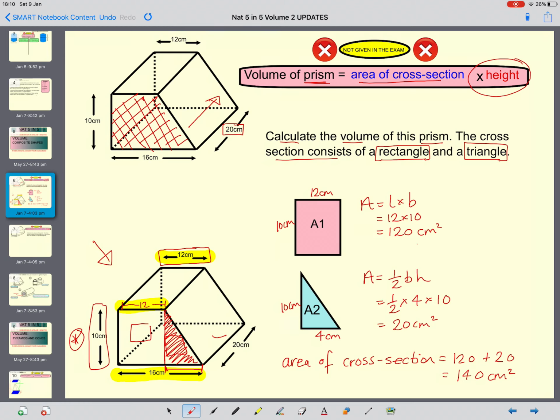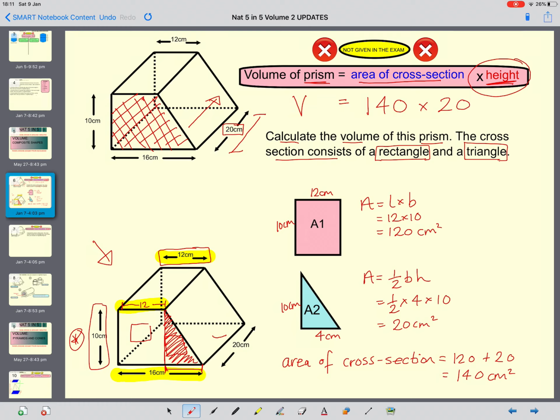So if I go back up to the top here, up to where my formula is, the volume of the prism is going to equal the cross-sectional area, which is 140, multiplied by the height. But again we talked about that, mine is lying down, so I'm going to multiply by 20, which is the length here.